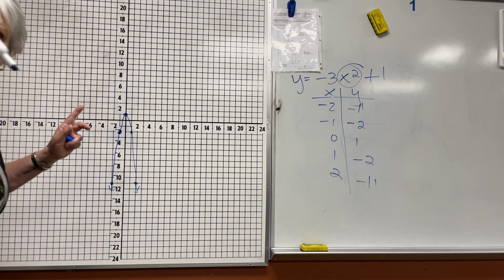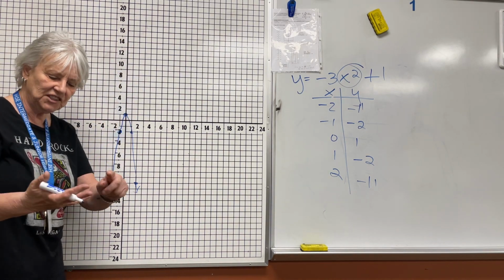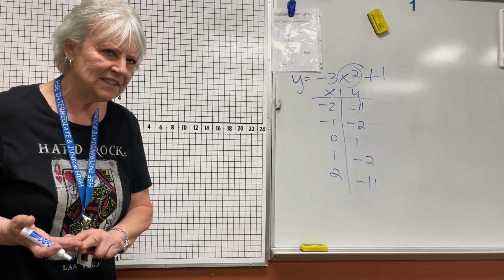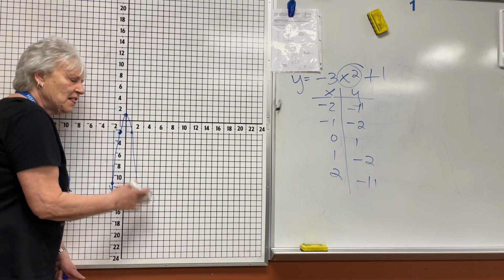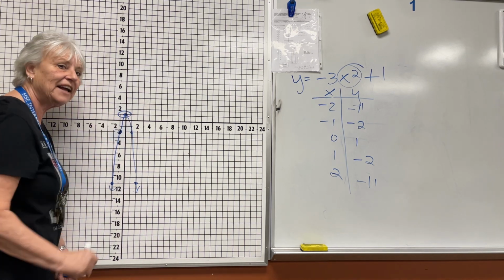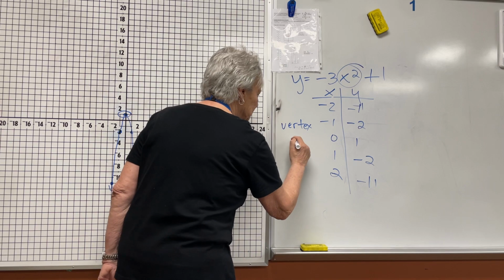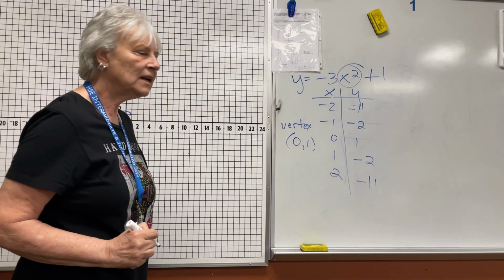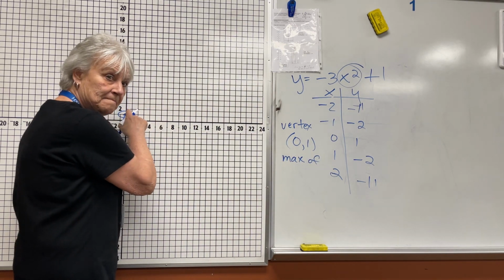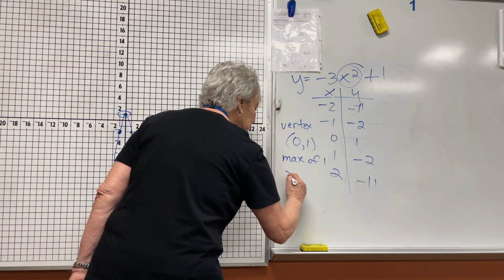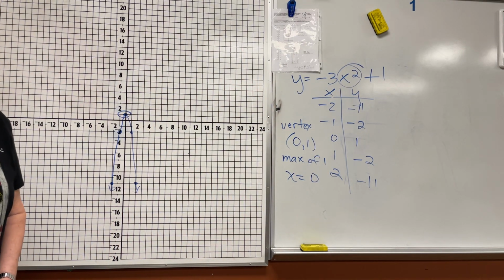All right, you had a question. I know it's going to be a maximum because the y tells me, is it the lowest or the highest point? The highest point, because you don't know the lowest, it goes on forever and ever. The highest point is right there at your vertex. So your vertex is 0, 1. Your maximum value is 1. And your axis of symmetry is x equals 0.